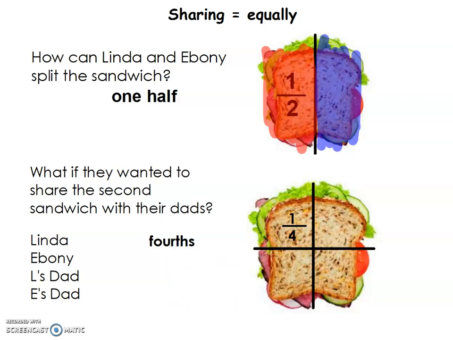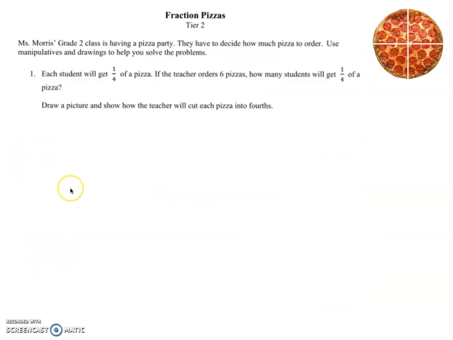Okay, all right, so now we're going to read this scenario of this class sharing pizza and see what we have to do. Okay, so we're going to have to read it really closely. We're going to need to draw some images and create those fractions so we can make sure that we have enough for everyone. So let's go ahead and read the problem together. Miss Morris's grade 2 class is having a pizza party. They have to decide how much pizza to order. Use manipulatives and drawings to help you solve the problems.